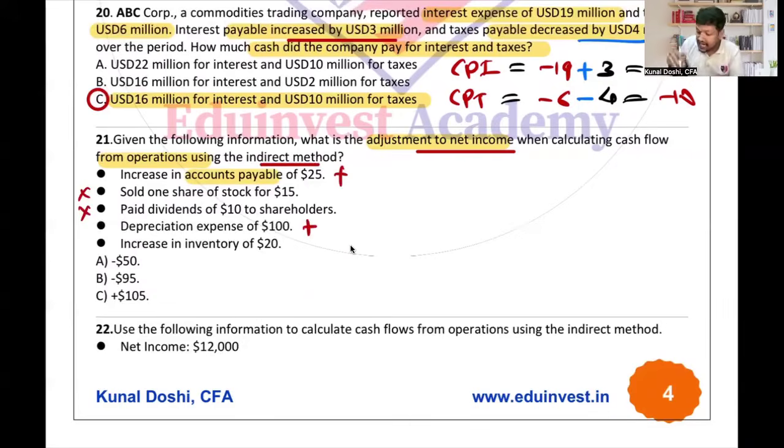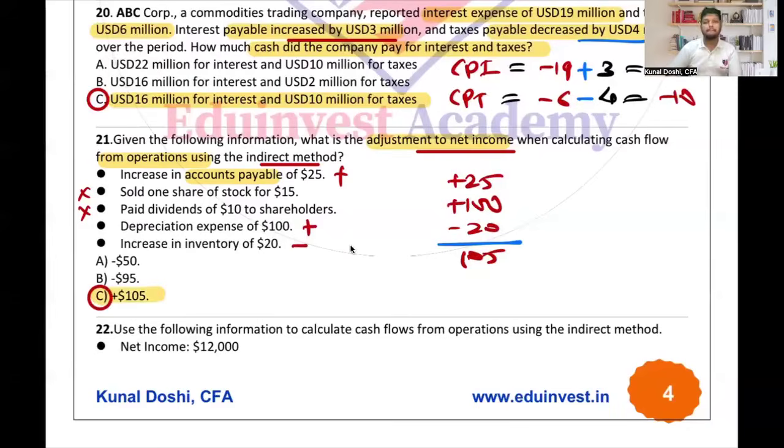And increase in inventory. Inventory is a current asset. Increase in current asset is an outflow. So I will do -20. So plus 25 plus 100 minus 20. This will give me 105. That should be added to the net income. Correct?